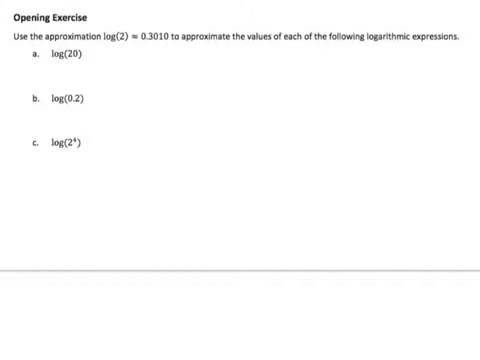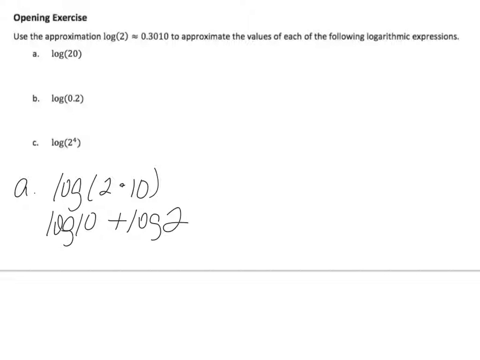Use the approximation of log 2 equals 0.301 to approximate the values of each of the following logarithmic expressions. Goodness. So this one I can break down into log of 2 times 10, which is log of 10 plus log of 2. Log of 10 we know is 1. Log of 2 is 0.3010. So our answer is 1.3010.